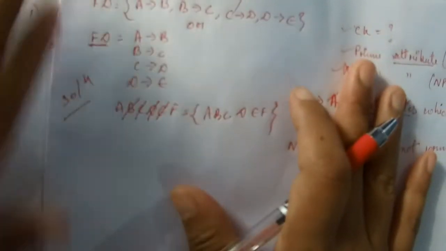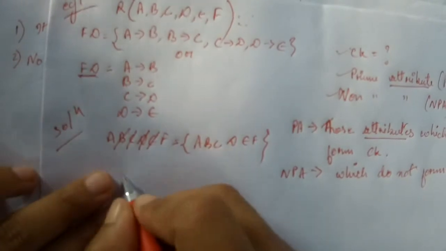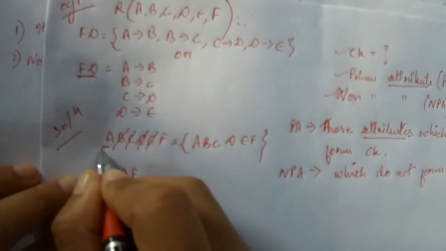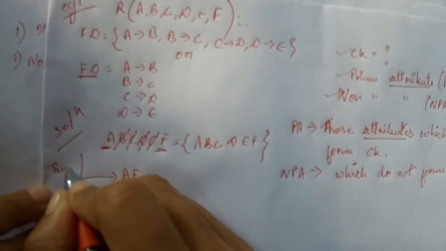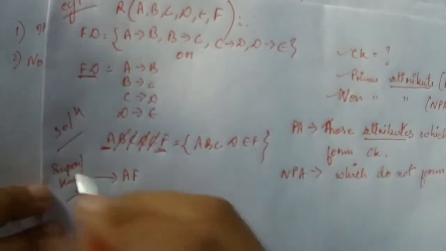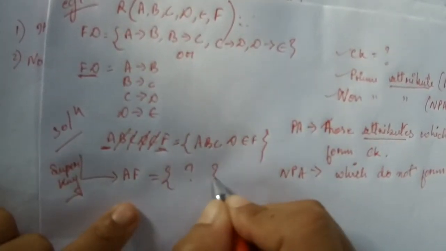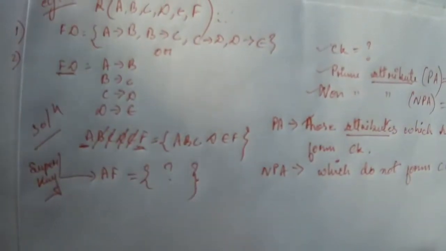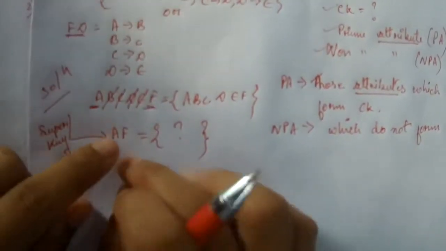Okay, so here you see the remaining attributes which are not discarded are A and F, these two. So now this one will act as a super key. Okay, so now we have to find what? The candidate key, right? So how to find a candidate key? For that we need to find the closure of these attributes.